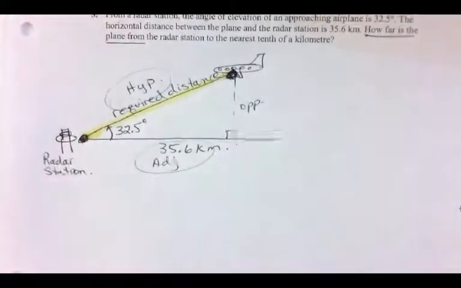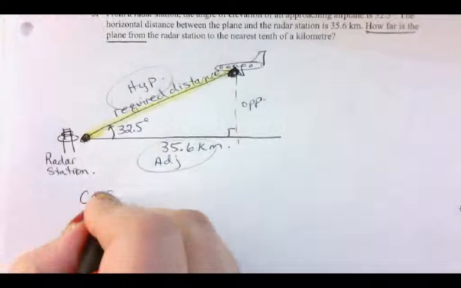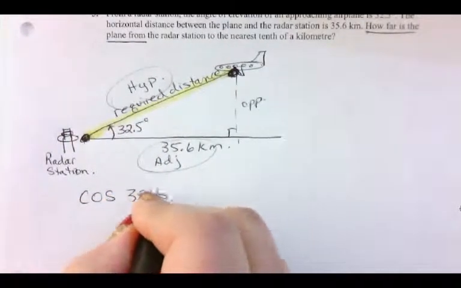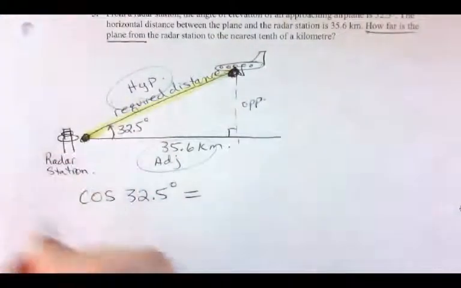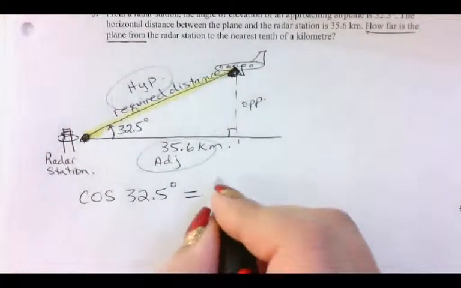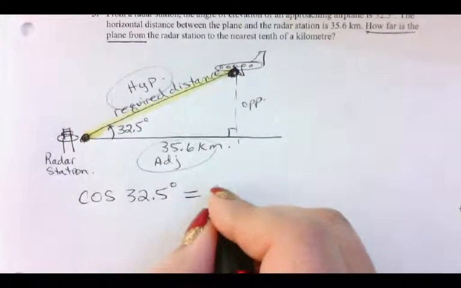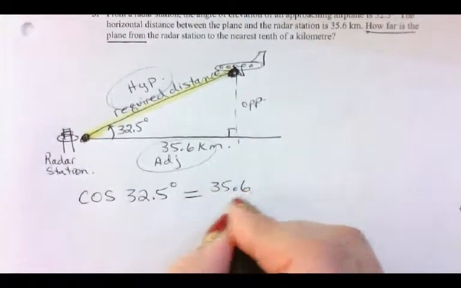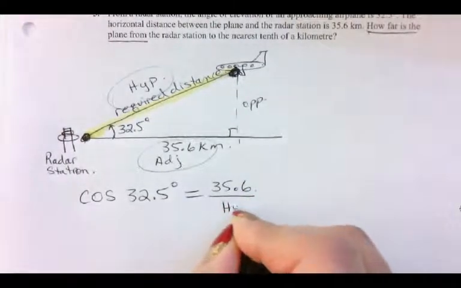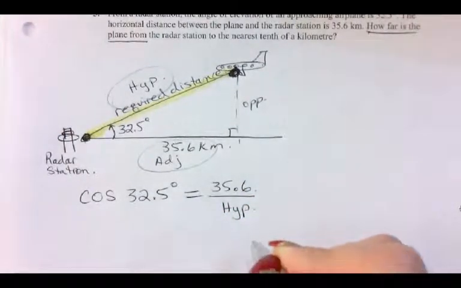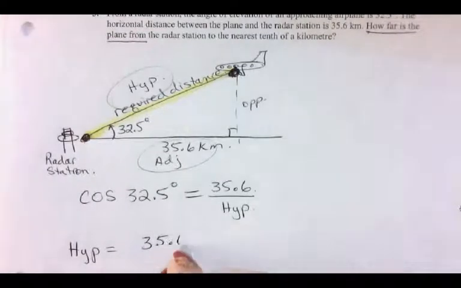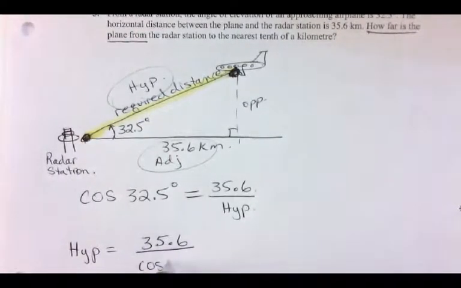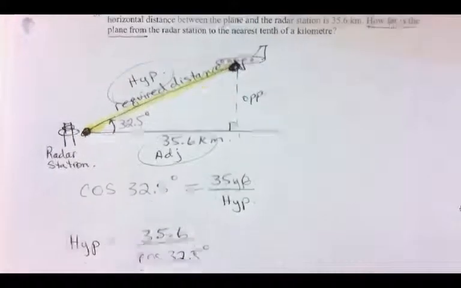Okay, so which trig ratio is it? Cosine. Cosine of 32.5 degrees is equal to, what is it? Adjacent over hypotenuse. So what's adjacent? 35.6 over hypotenuse, which I don't know. So now I need to solve for my hypotenuse. So my hypotenuse is equal to 35.6 over cosine of 32.5 degrees.